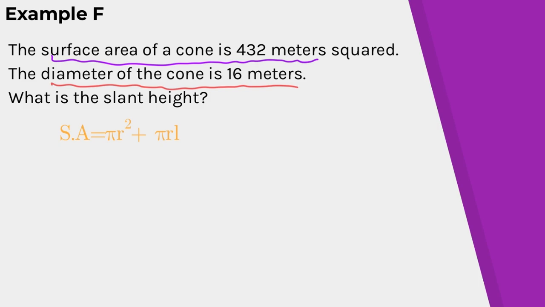So now we're going to put in the information that we know. We know our surface area is 432. We know that pi is 3.14. We don't actually know our radius because our diameter is 16, so we're going to have to figure it out. Since our diameter is 16, we're going to need to cut that in half. So 16 divided by 2 is going to give us a radius of 8. So now that we know our radius, we can go ahead and plug that into our formula along with the other information that we know.